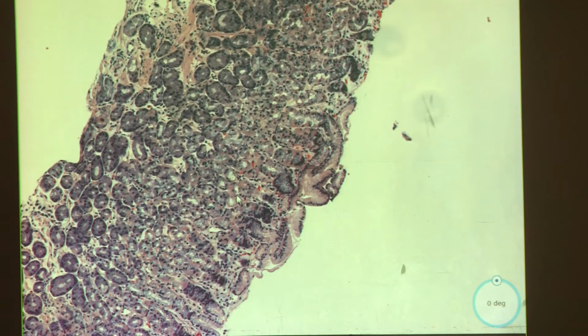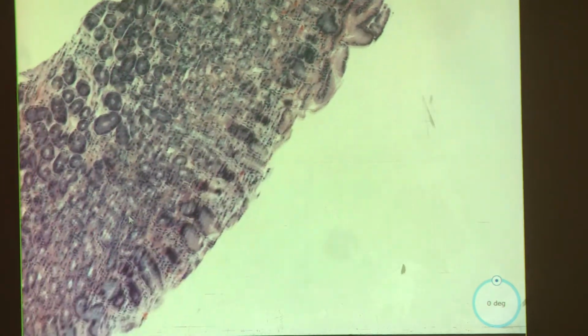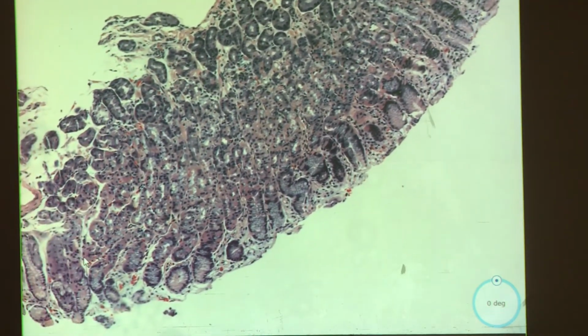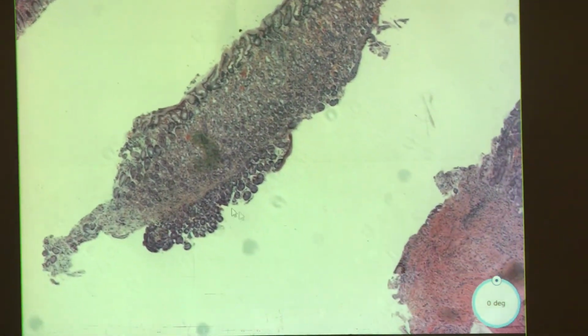Just looking at this, it looks more like body or oxyntic mucosa. I agree with that, because you do get some of the pink parietal cells and then the chief cells. I'll just look around.